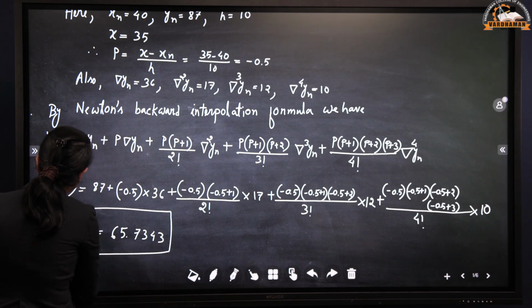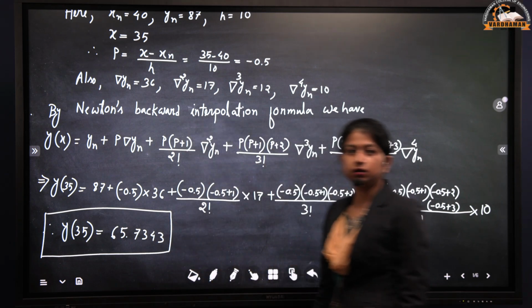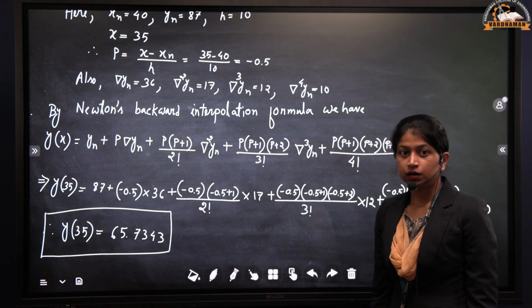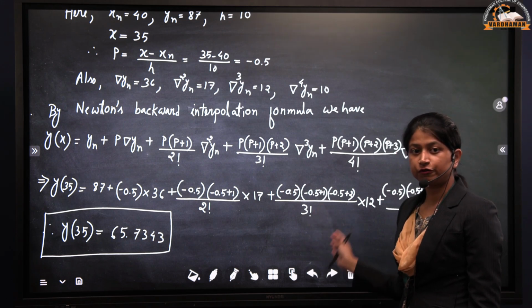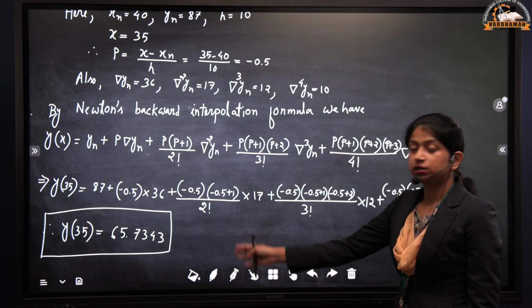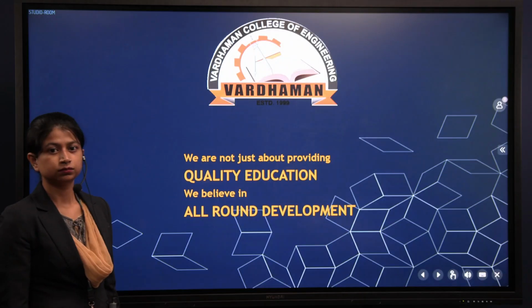So this is how we can find this value. So this is how we need to use the Newton's backward interpolation formula to estimate the yx for any given value of x.